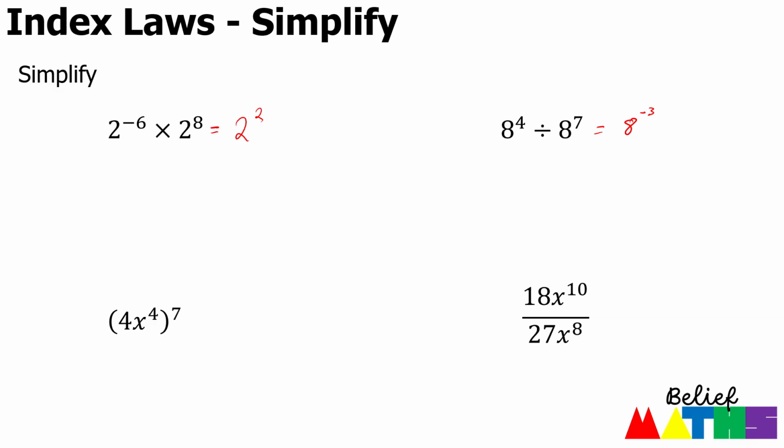Now, to stop you from using your calculator, they will often say, well, let's do this one instead. However, you can use your calculator because this 4 is not the base. The x is the base. So the 4 is a coefficient, so you have to do 4 to the power of 7. And again, your calculator will help with that bit. 4 to the 7 is 16,384. And then with your powers, you just multiply those two powers. 4 times 7 is 28.